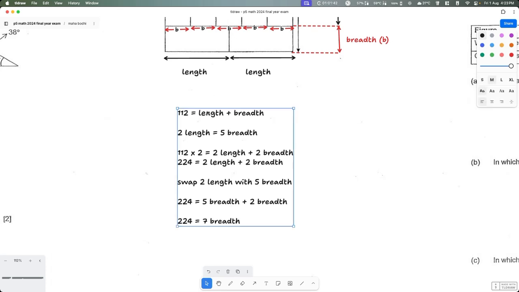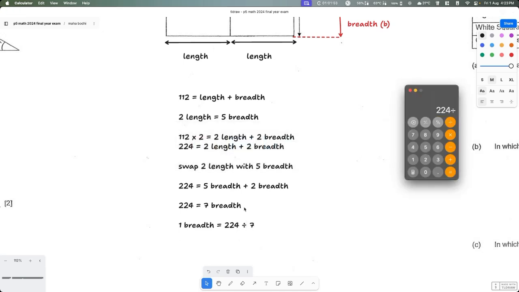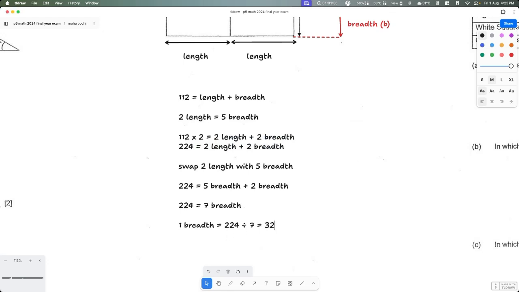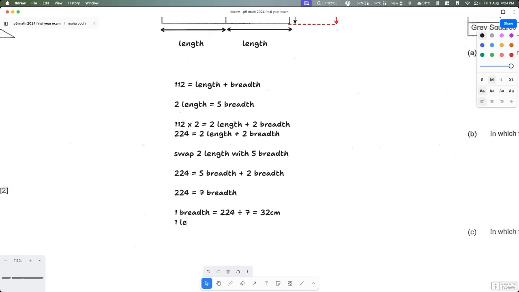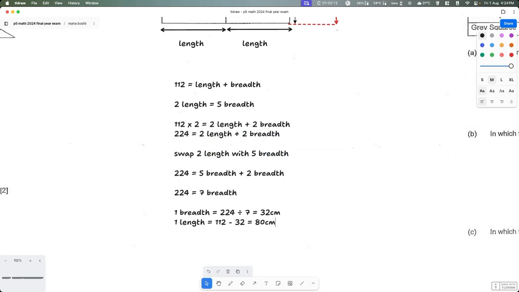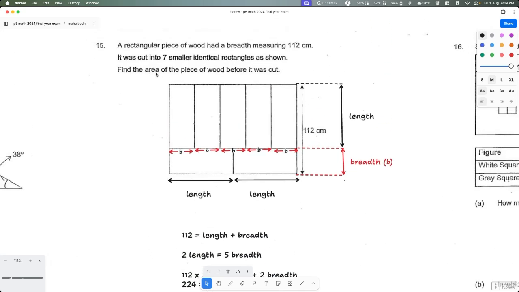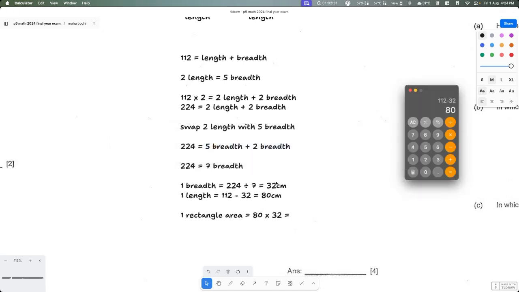Either way, 1 breadth is equal to 224, and then we divide it by 7. So 224 divided by 7 will give us 32 centimeters. Since we know 1 breadth is 32 centimeters, 1 length is equal to 112 minus 32. So 112 minus 32 will give us 80 centimeters. Now we know 1 length and 1 breadth. We want to get the piece of wood, which is everything over here. So one rectangle area is equal to 80 times 32.